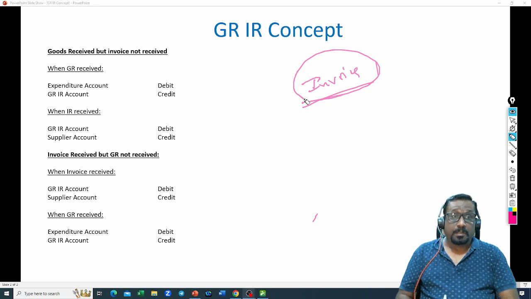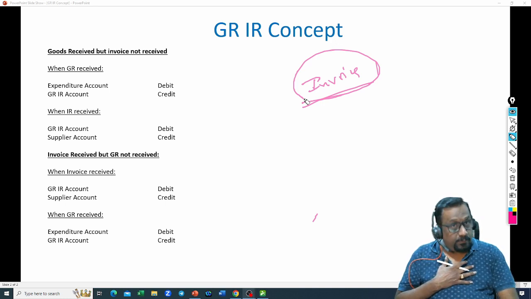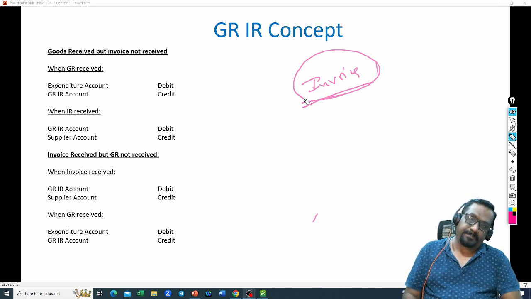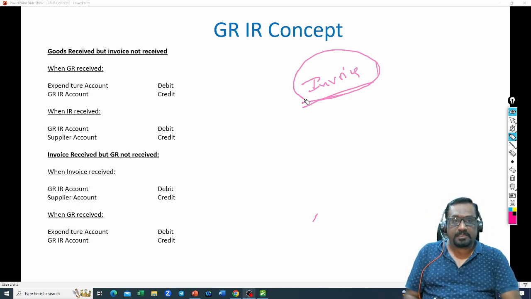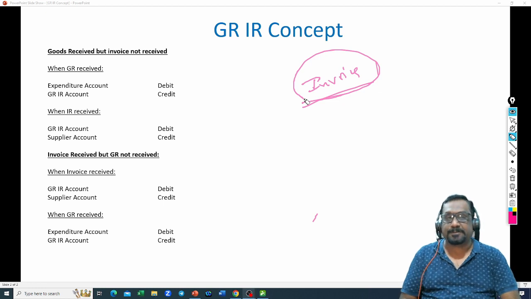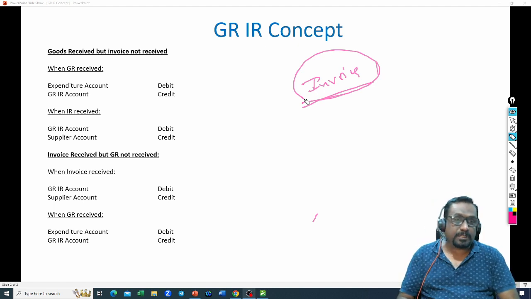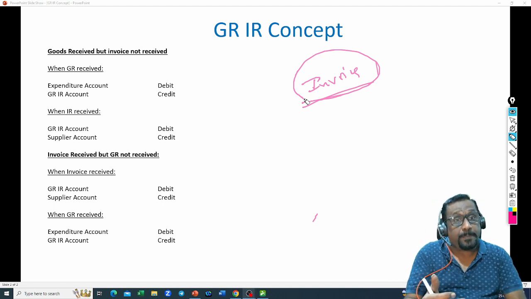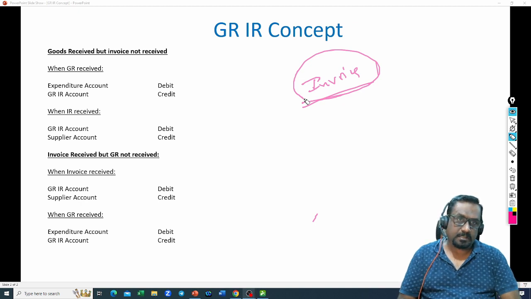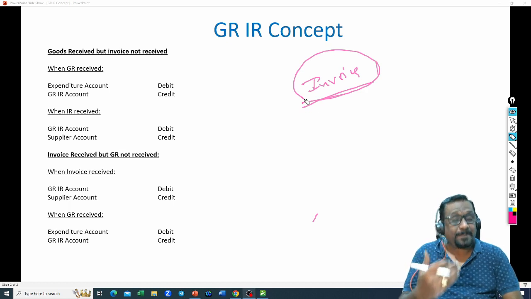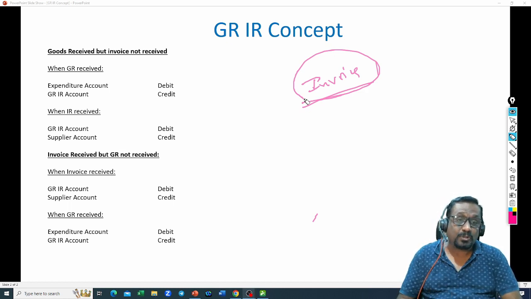So if I receive the goods and if I don't receive the invoice, that is also a problem, because unless I receive the invoice, I cannot give credit to the supplier account. If I receive the invoice and if I do not receive the GR, I cannot make the payment to the supplier because goods are not received. What is the guarantee that I'm going to get the same goods? How can I pay the supplier unless I receive the goods?